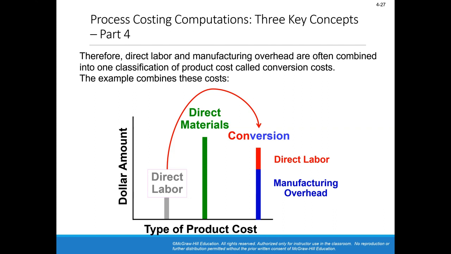All right. So we have direct materials and then we have that conversion cost. That's the direct material, direct labor and the manufacturing overhead, both costs together. So if you have a problem that separates them out, you want to make sure you include both.